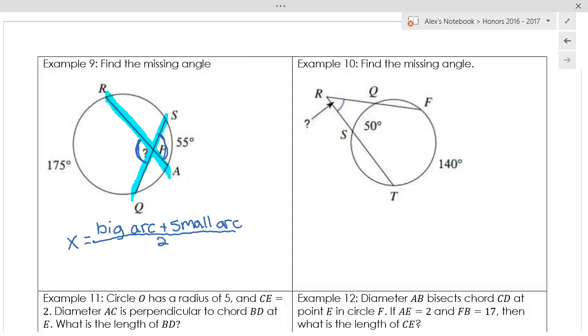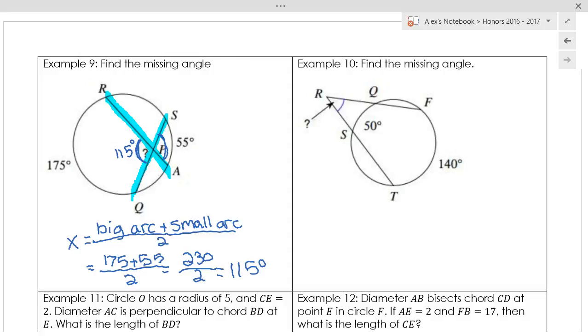That's with 2 chords. So here I have 175 plus 55 over 2, which equals 230 over 2, so it equals 115 degrees. It doesn't matter which angle you're finding because those are the same. So it's really just an average. You add them up and divide by 2.